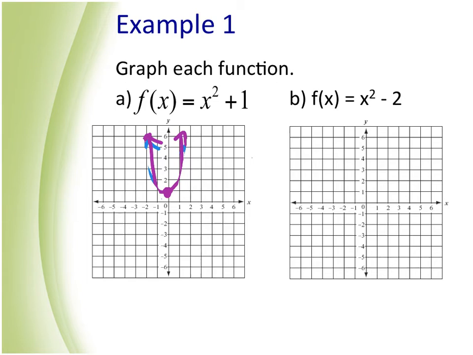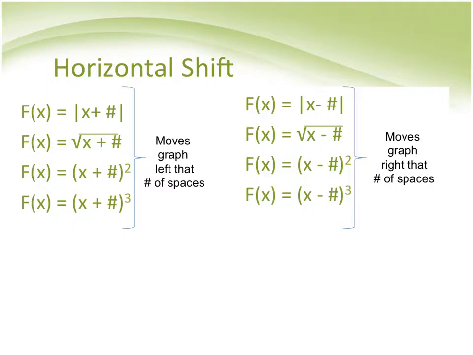So what happens with B? Shift it down 2 places. So again, the vertex would now be at (0, -2), and it would be pointing up. Good so far? Yes? Okay.